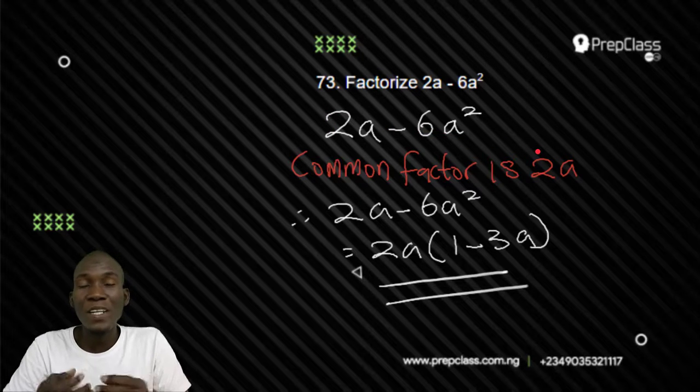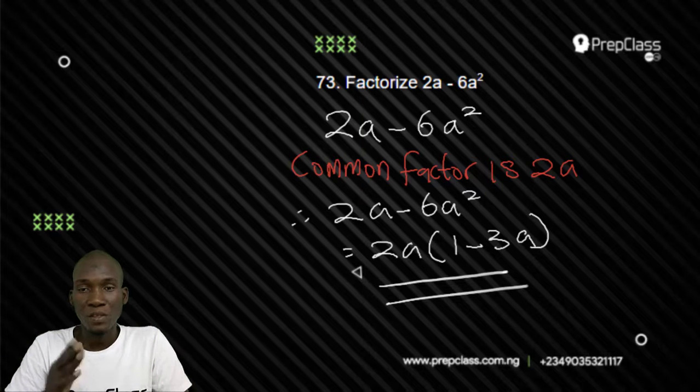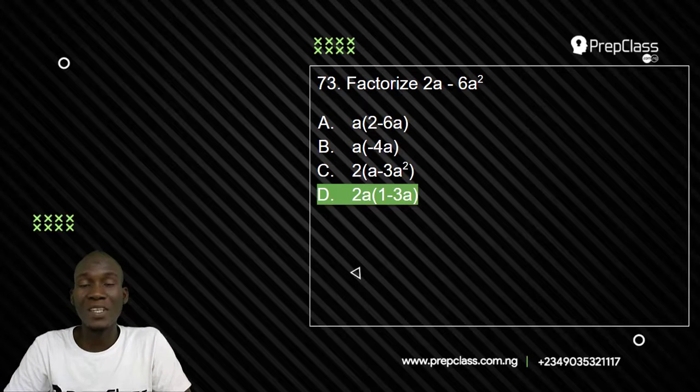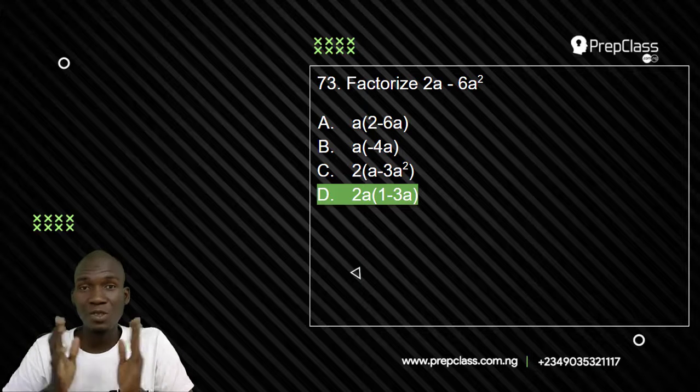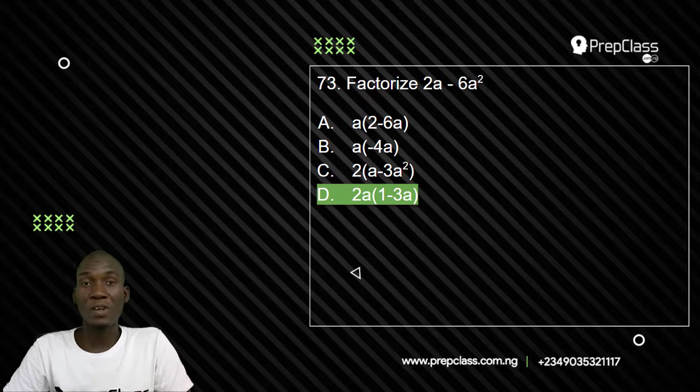So it means you have to find the common factors between the terms. Now, if you're able to get the common factors, then you can simplify further. So with this question, the correct option is option D, 2a into bracket 1 minus 3a. So that is how easy it is to solve questions on factorization.